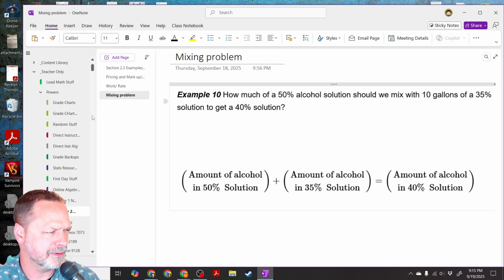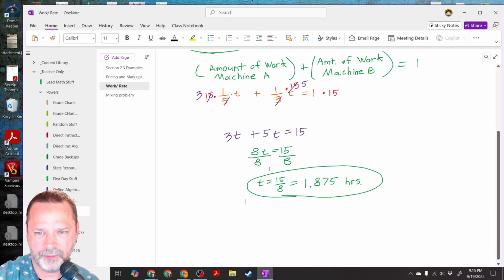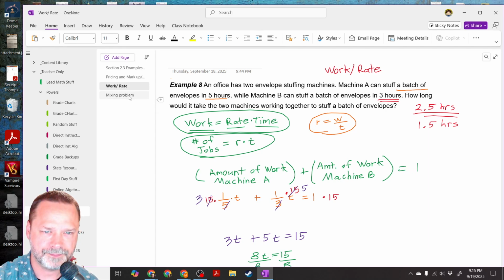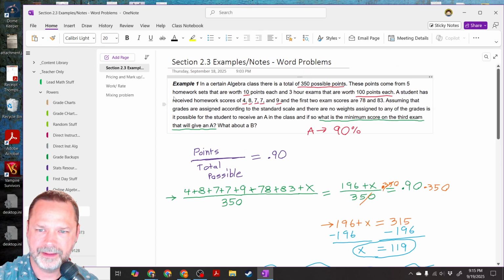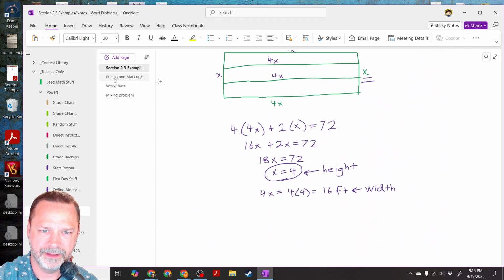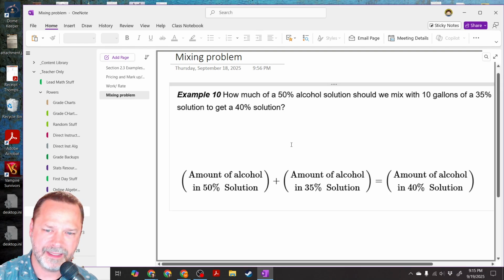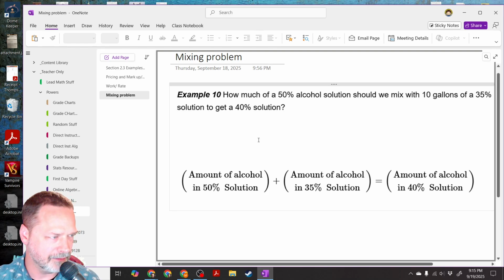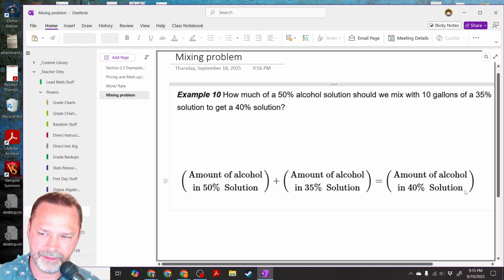And this is real similar to even one of the problems we just did. I think the one I did for work, I said amount of work plus amount of work equals amount of work. Or even when I did the distance one, distance plus distance equals distance. It's that same idea. So the way we want to think about it is an amount plus an amount equals an amount. And this is the way we're going to set it up.